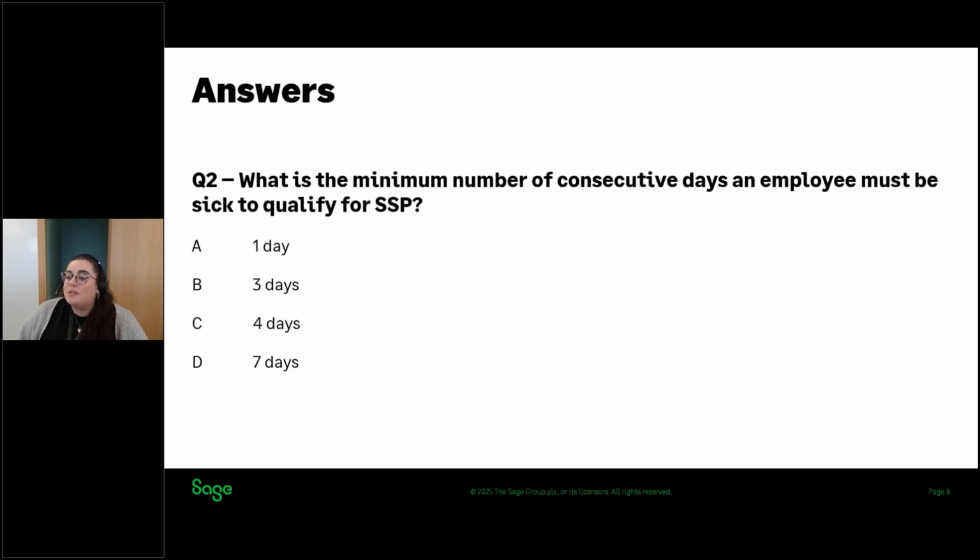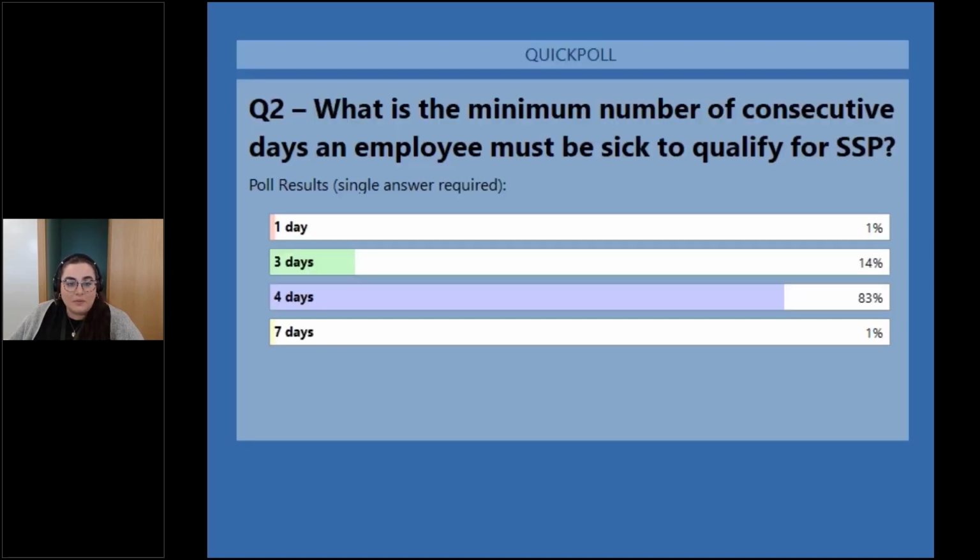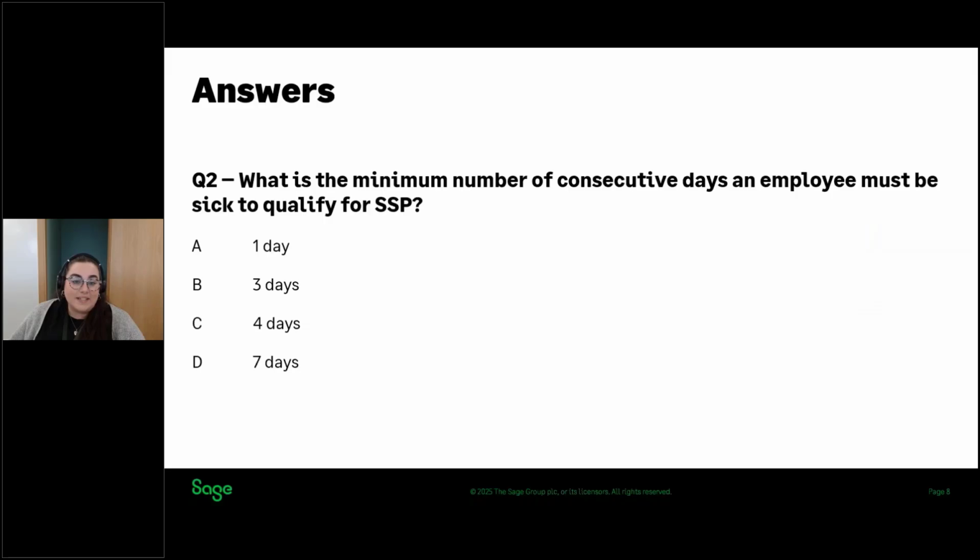So this question was, what is the minimum number of consecutive days an employee must be sick to qualify for SSP? And let's see what you all thought. So again, 83%, an overwhelming majority said 4 days. Was this correct? We shall see. Yes, it was. So it's got to be 4 days or more to qualify.